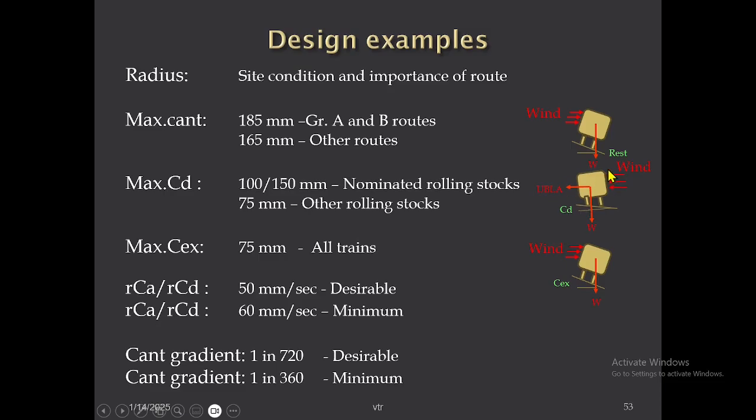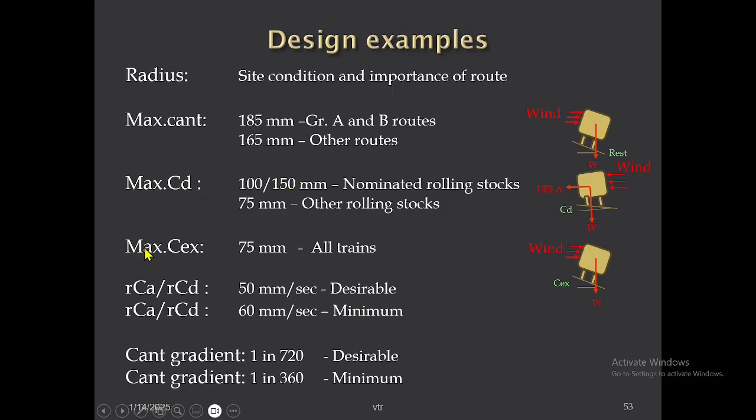Join together, this situation will become further worsened. There are chances for the overturning against the outer rail. So that is why it has been limited to a maximum of 150 mm. Now something about the cant efficiency. This you have to keep in mind, how much you have to go for this cant efficiency.